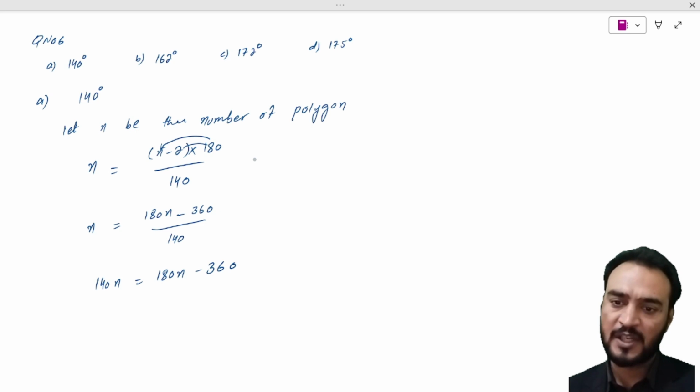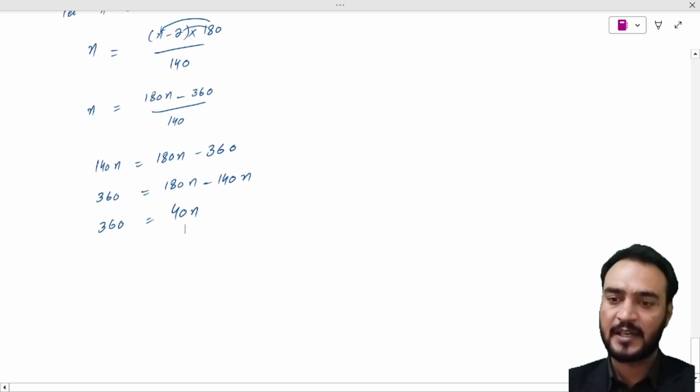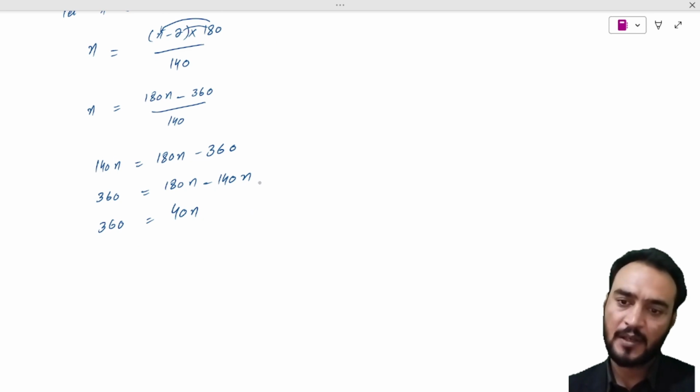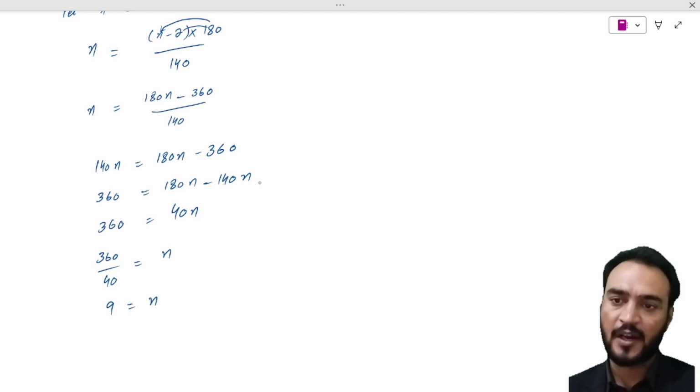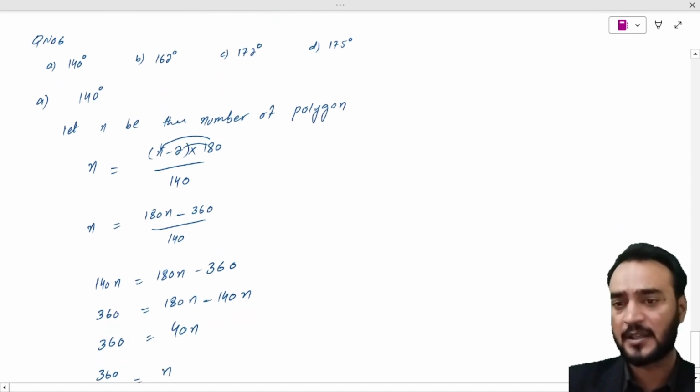So we move 360 from here to our left side. So 360 is equal to 180n, and 140n will be subtracted on the right side, minus 140n. Subtracting, we get 360 equals 40 times n, and dividing by 40 on the right side, we get 360 divided by 40 equals n. So the value of n now is 9. So this polygon has 9 sides. So this is one of the methods, and we can use another method.